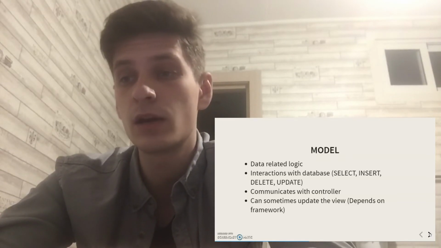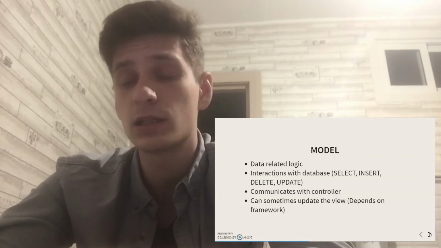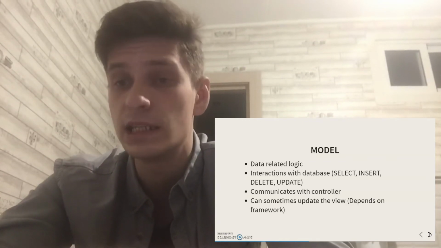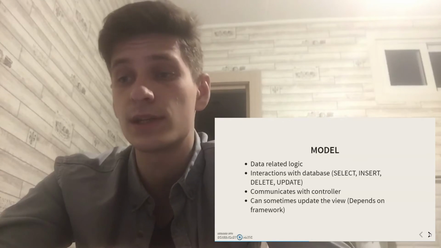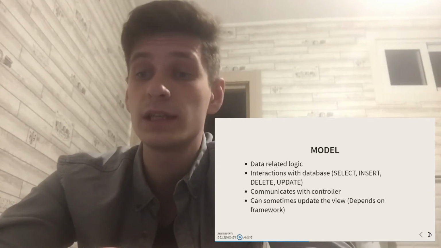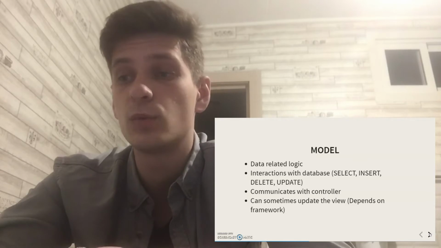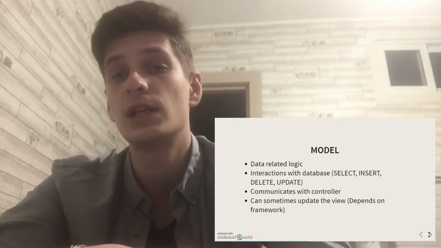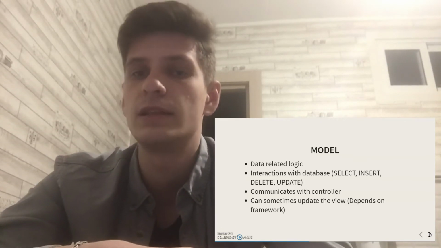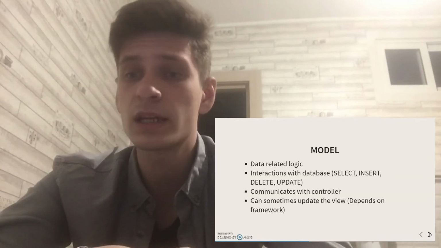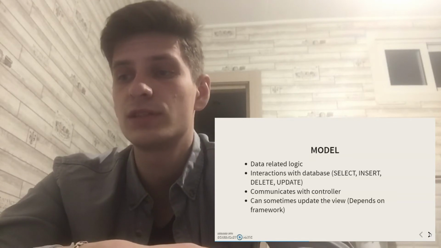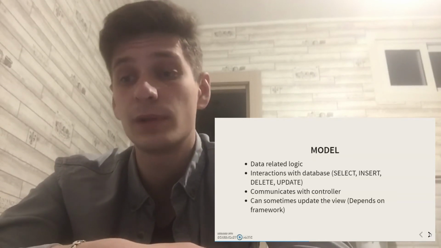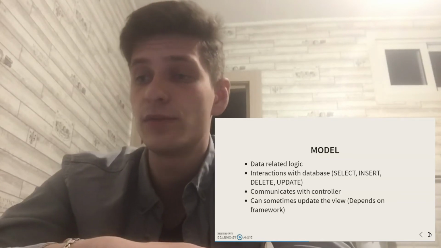Alright, so it takes care of queries like select, insert, update, delete. The model also communicates with the controller. In most cases, the controller can request data through the model, and in most cases, the controller updates the view. But with some frameworks, the model can actually update the view directly. That's another example of what makes MVC complicated.